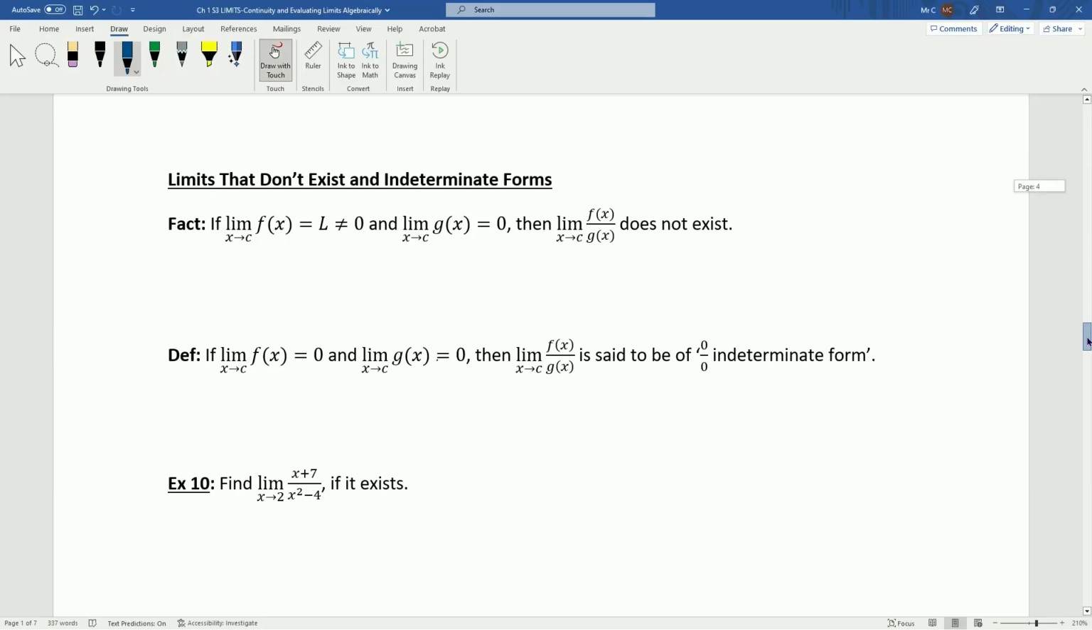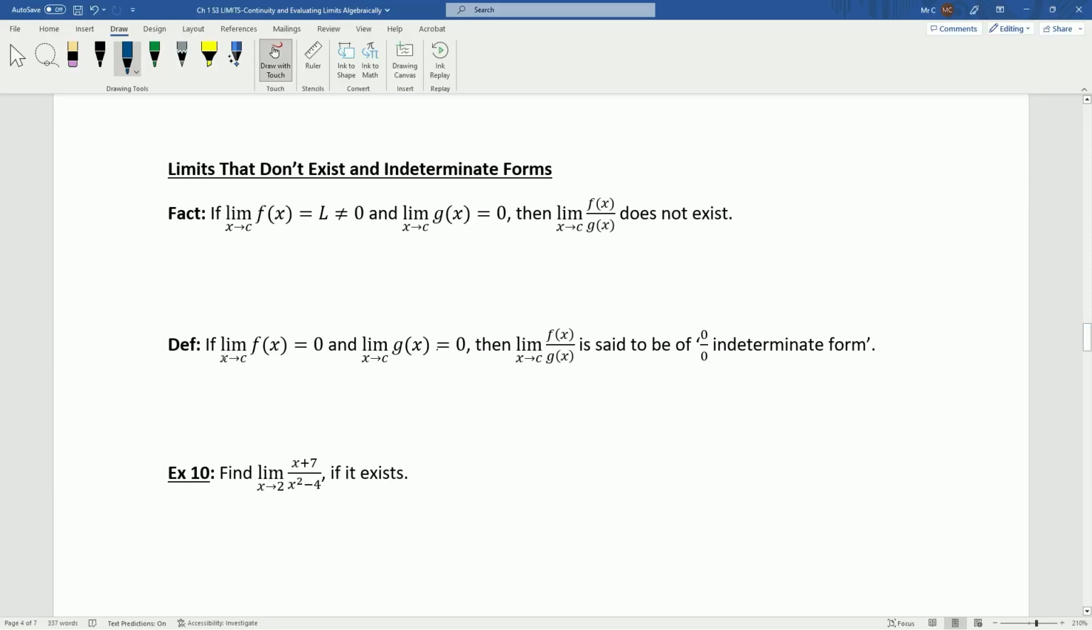Now, on the other hand, if the limit as x approaches c of f of x is 0, and the limit as x approaches c of g of x equals 0, then the limit of their quotient is said to be of 0 over 0 indeterminate form. And this just means we got to try something else.